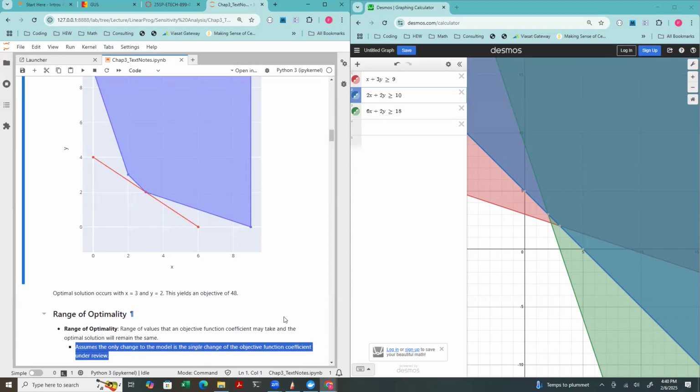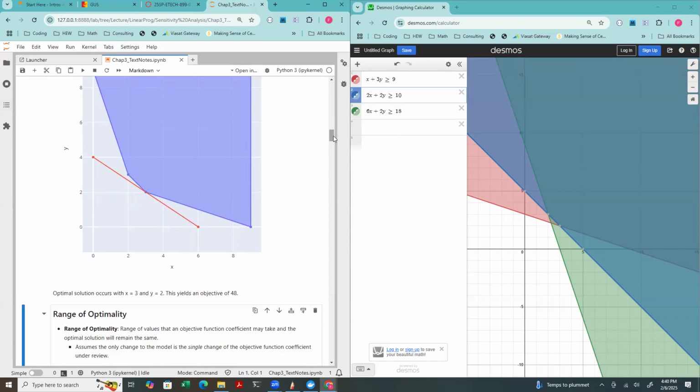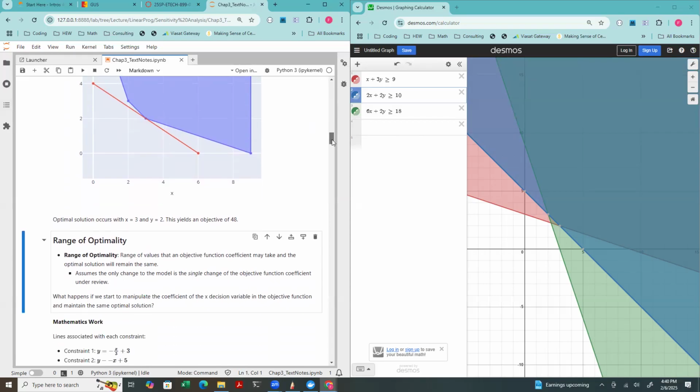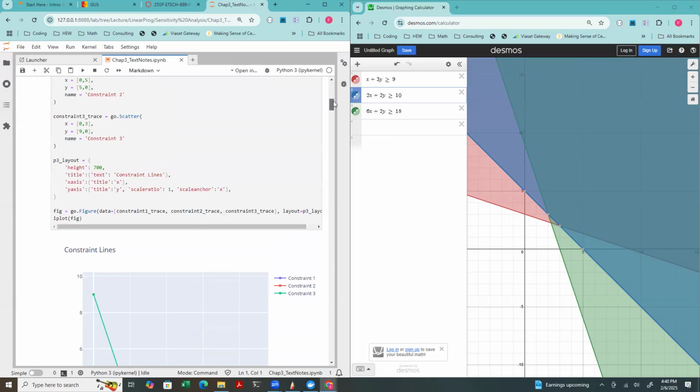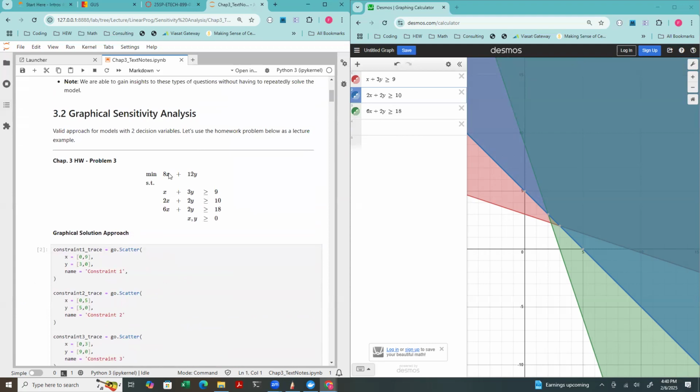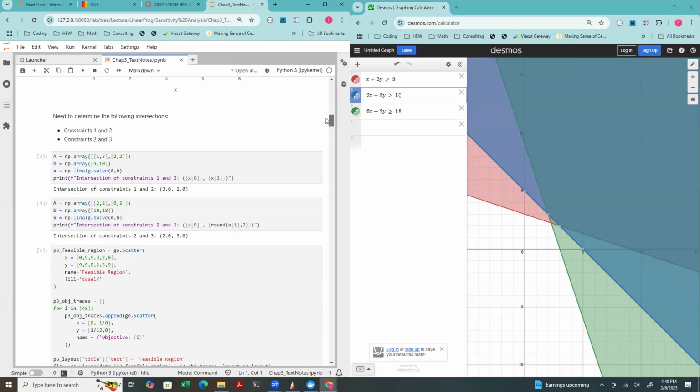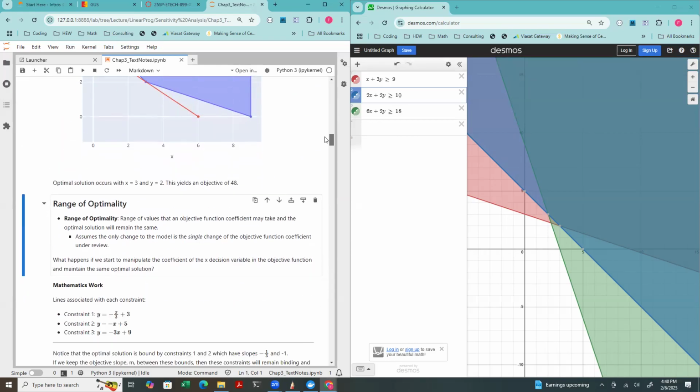And so with that being said, how would we go about determining the range of values that this can take and still remain the optimal solution? In this case, we are picking the x decision variable here. So we're specifically saying how much can that 8 float up and down while leaving everything else the same and still have the optimal solution at that 3,2 value.